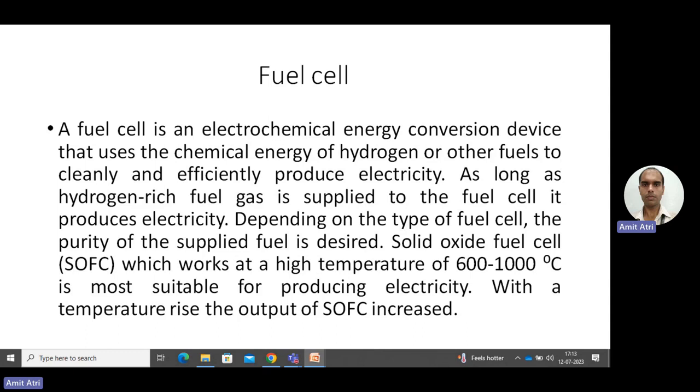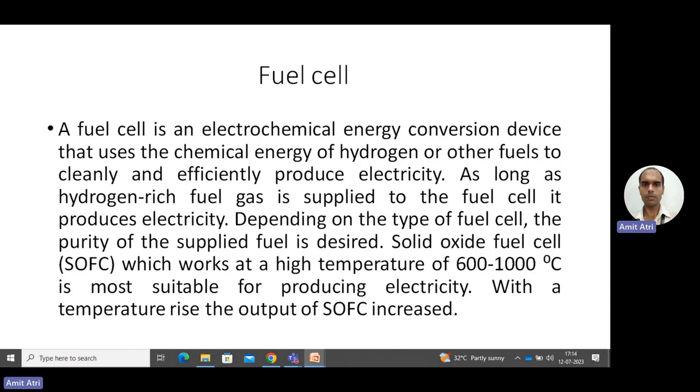So depending on the type of fuel cell, the purity of the supplied fuel is desired. That means out of the different types of fuel cell, like alkaline fuel cell, polymer electrolyte membrane fuel cell, solid oxide fuel cell, the purity that is needed depends on the type. Like in a low temperature fuel cell, like an alkaline fuel cell or polymer electrolyte membrane fuel cell, we require a high purity of fuel, that is hydrogen, meaning pure hydrogen will be desired in case of a low temperature fuel cell.